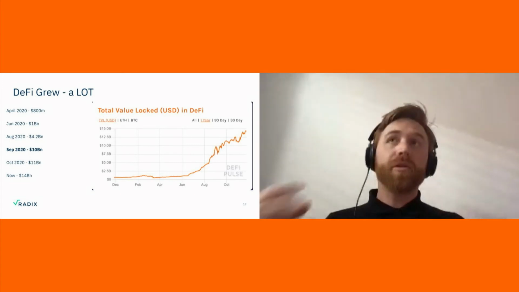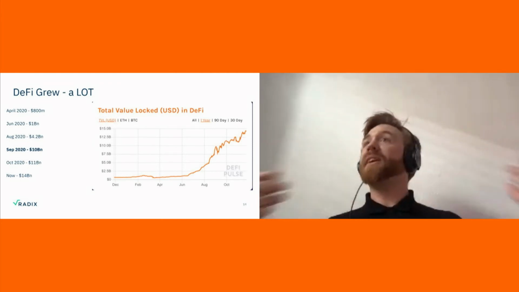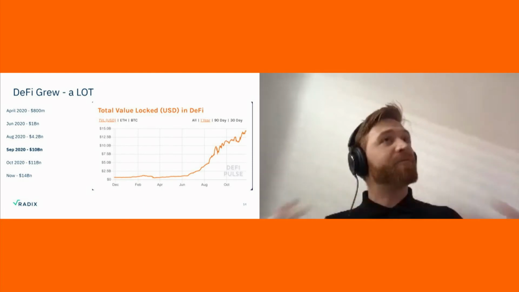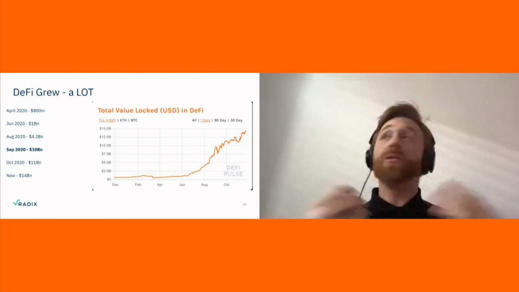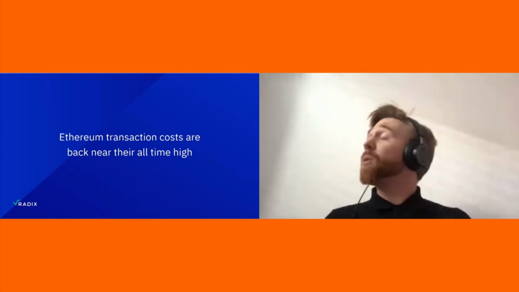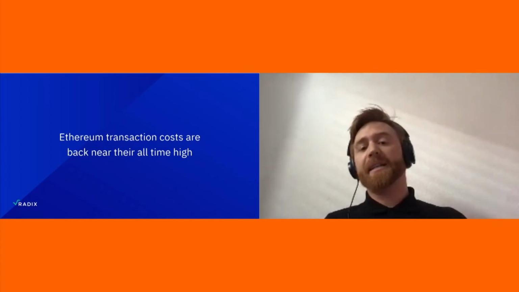These are still crypto natives, so things like wrapped Bitcoin, things like Ethereum, things like ERC20s that are created on top of these ledgers, but assets nonetheless that have real exchangeable value are being locked in these protocols and making real money for people. But we are still seeing these underlying problems. Ethereum transactions are back to their all-time high.